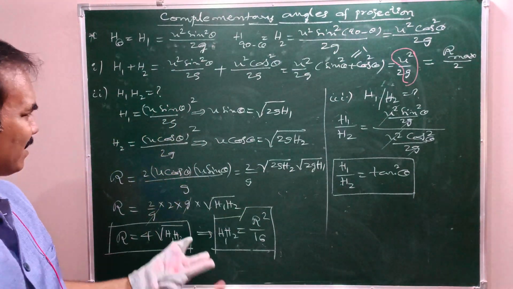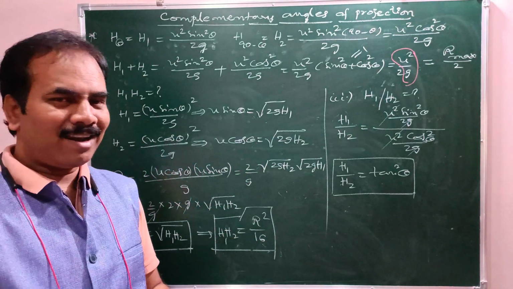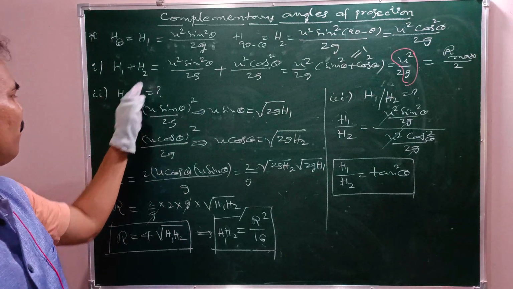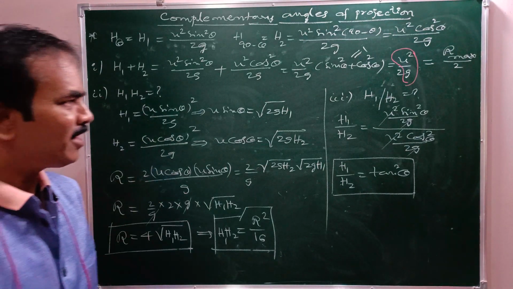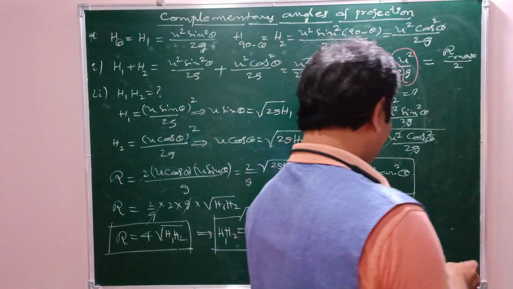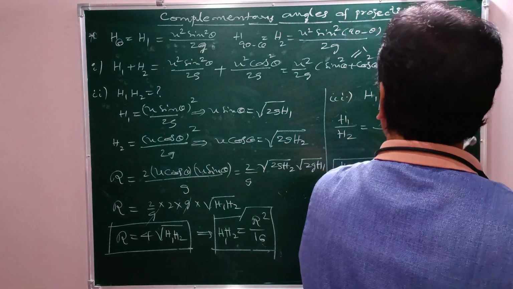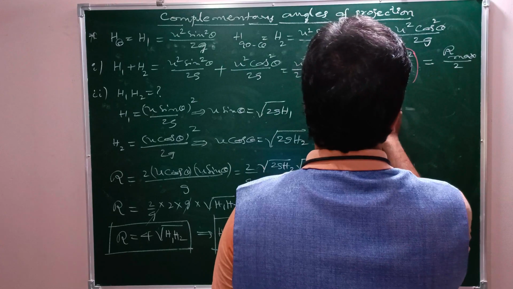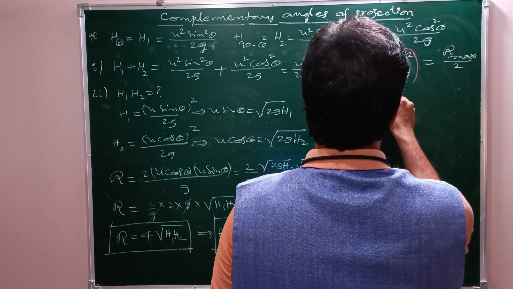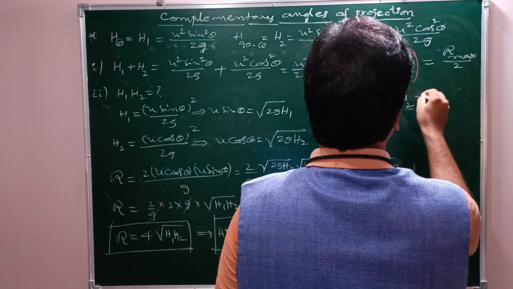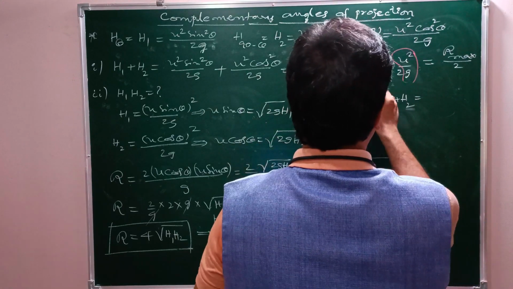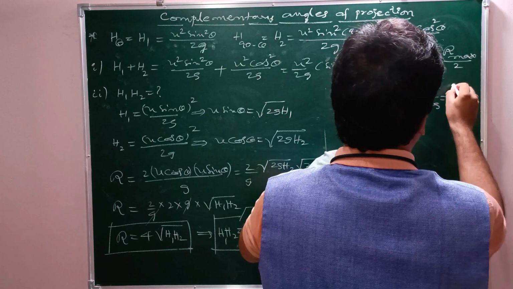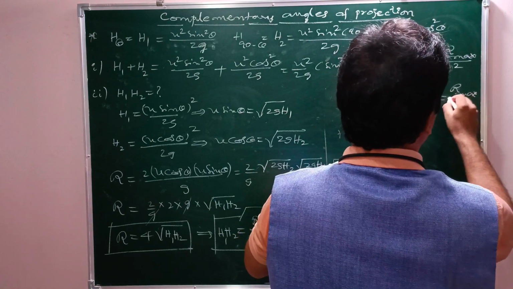Right? Now based on these relations, let us examine one numerical, based on sum and product in case of complementary angles. Before that I am writing the relevant formulas here. What is the first one? Number 1, h1 plus h2 equal to u square by 2g, otherwise R max by 2.